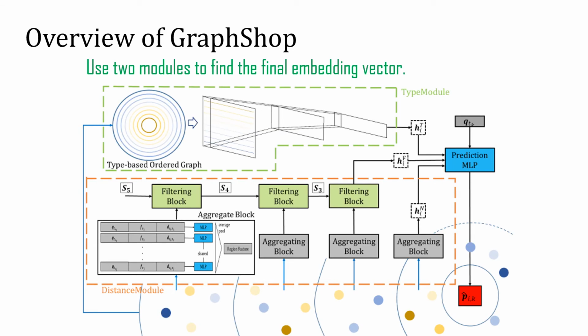We propose a novel GNN framework called GraphShop for shop type recommendation. This is the overview of GraphShop. It consists of two modules, the type module and the distance module. The type module tackles the complex interactions between different types, and the distance module aggregates neighbors' information from very far distances and analyzes their relations.